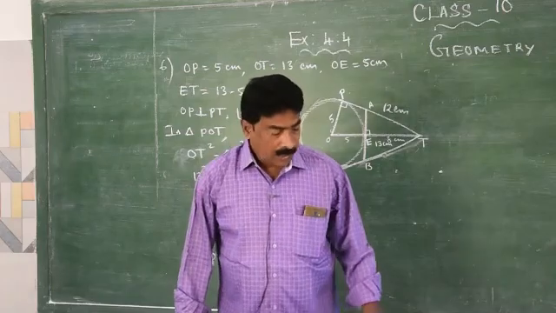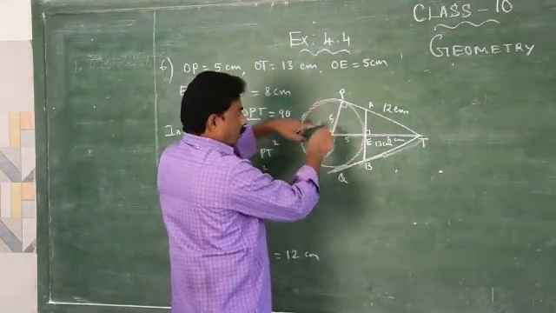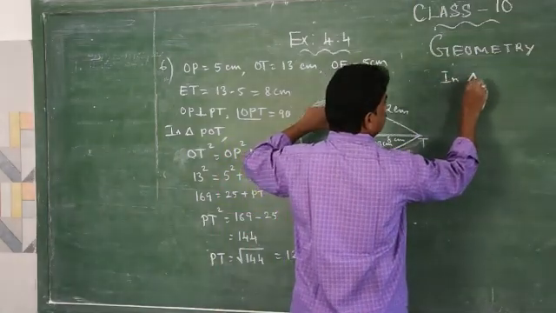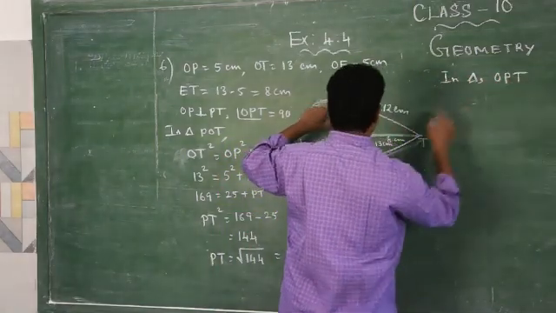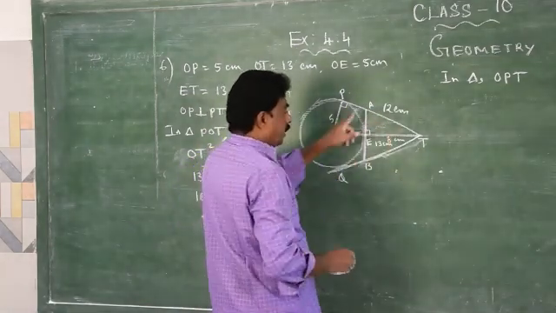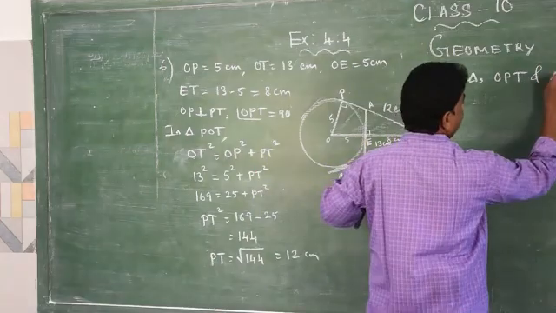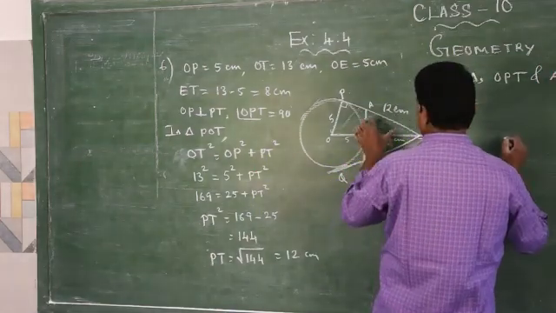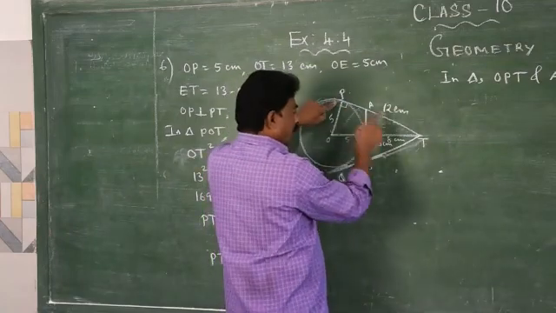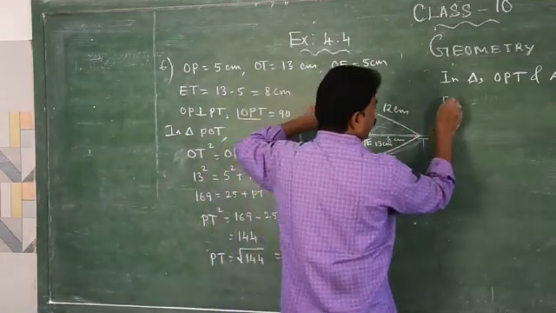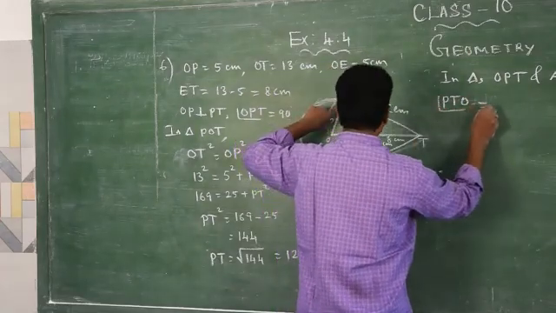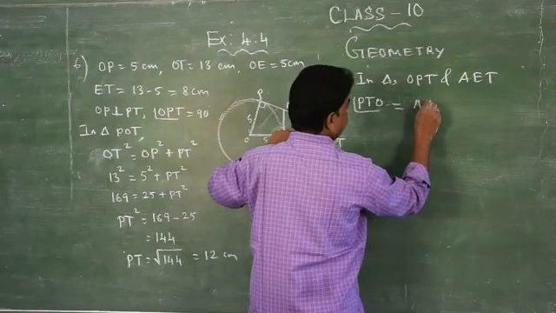Now, if you look at these two triangles, OPT, so in triangles, OPT means the full triangle, and AET means this small triangle. Here, angle PTO is equal to angle ATE.